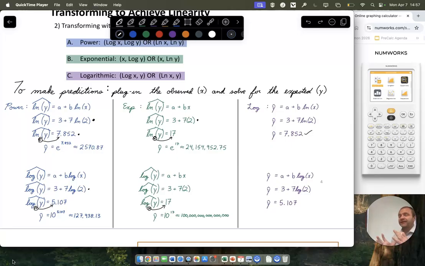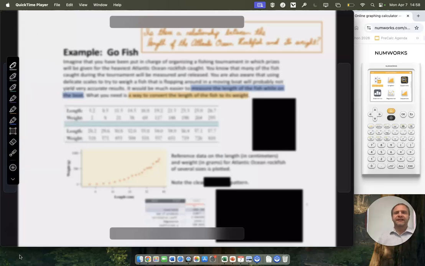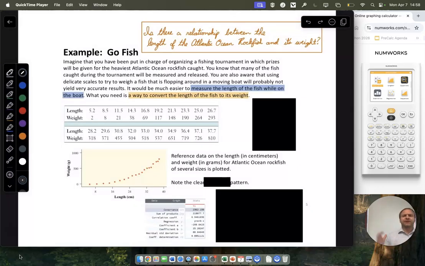That's the big thing out of these 6 examples for you to understand. Always solve for y hat after you plug in the observed value. All right, so the next one we're looking at here is a prompt that talks about, hey, go fish.